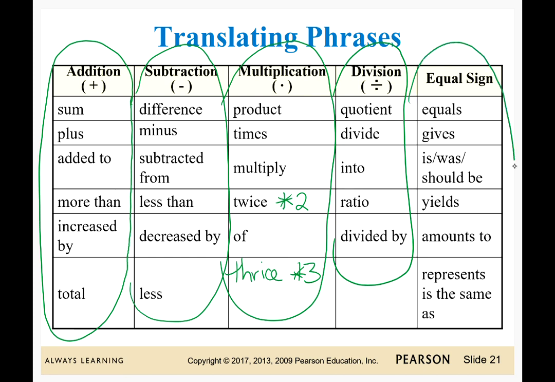And then equals. Equals is the verb. So if you have a verb, you have a full sentence, right? You've got a noun and a verb. If you have a verb, that means there's going to be an equation of some sort. So anytime you see a verb, you should automatically be thinking it's got to be an equal sign or something similar.